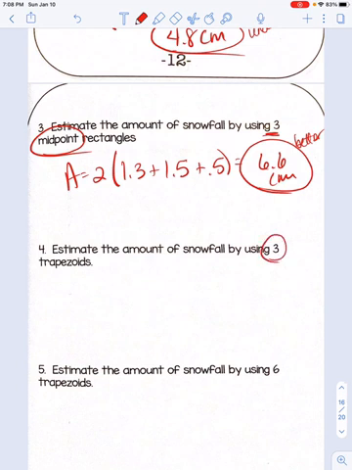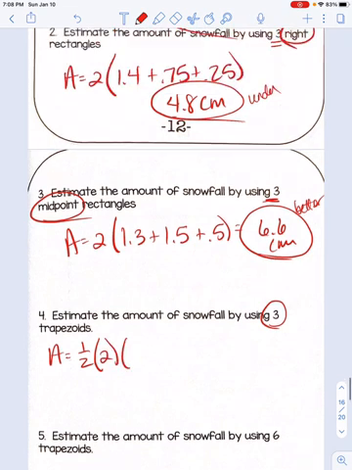Okay, number 4 says estimate the amount of snowfall by using 3 trapezoids. Okay, so area equals 1/2, and then what is the width of all these trapezoids? And that is a 2.